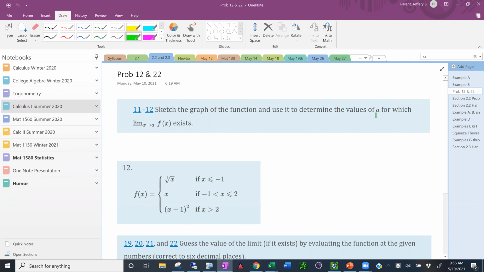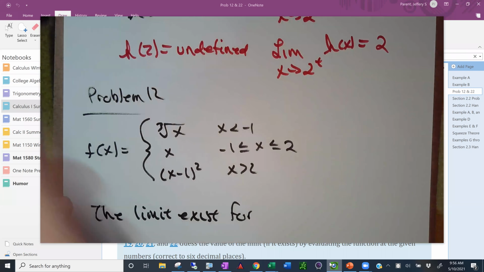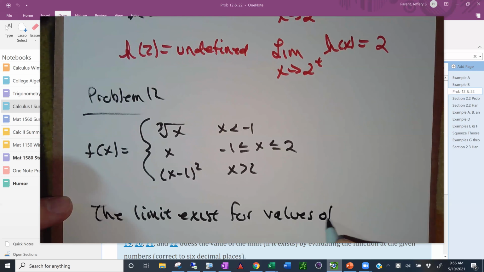Determine the values of a for which the limit exists. So your limit's going to exist for all values except x equal 2. The limit exists for all values of a except a equal 2. At that point, you've got problems.